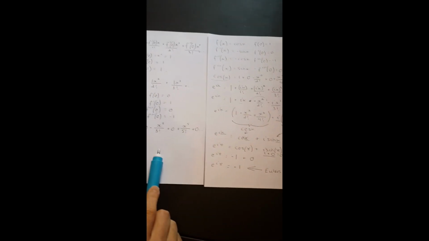So starting with this, we have come to this, and this is the basic proof using the Maclaurin series of e to the I pi equals negative 1.